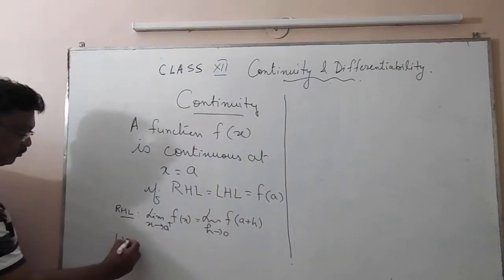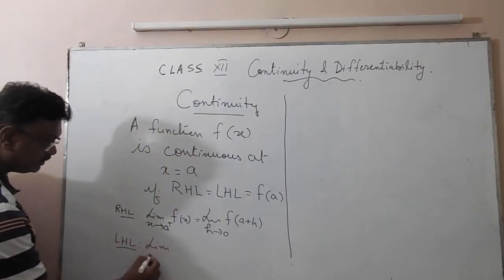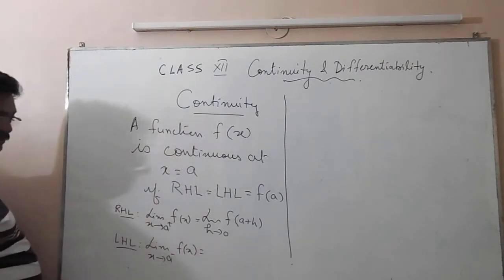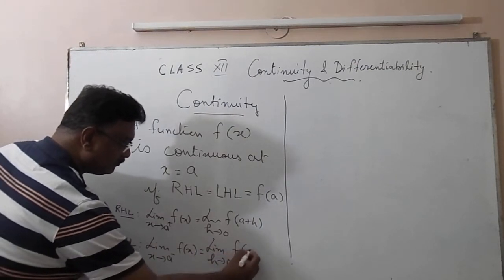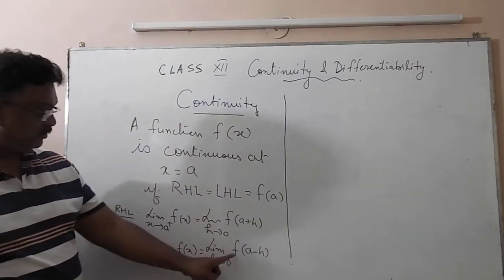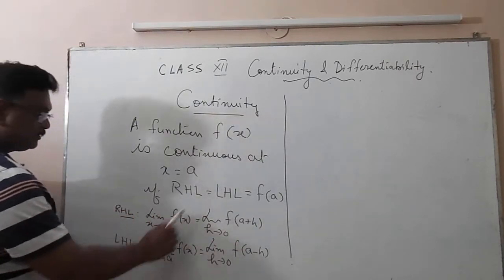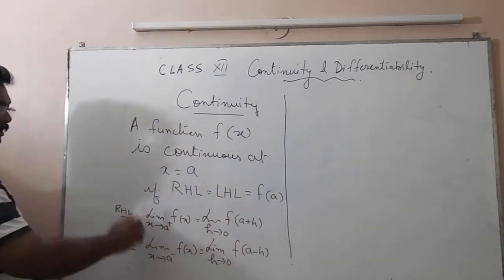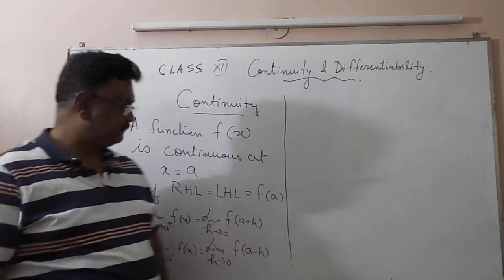Then comes the left hand limit. This is written as limit x tending to a negative of f(x), which gives you limit h tending to 0 of f(a minus h). And if the right hand limit, the left hand limit and the value of the function at a, these three are equal, then we say that the function is continuous, otherwise the function is discontinuous.